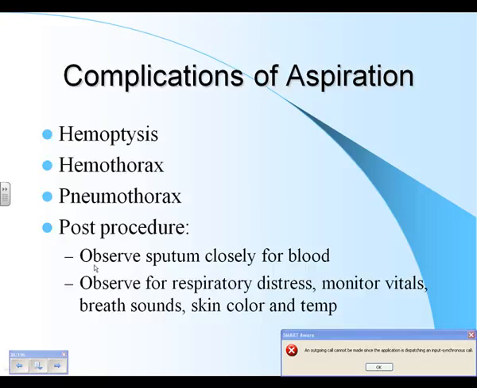Post-procedure, you're watching that sputum very closely and observing for any distress, monitoring vital signs, breath sounds, skin color, temperature. Watching very closely.